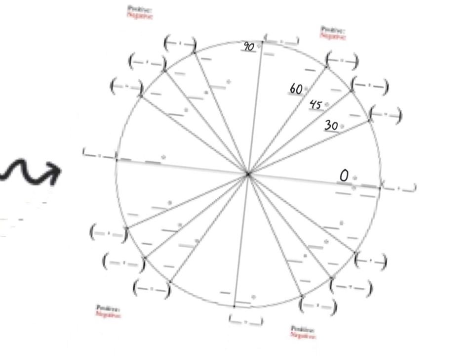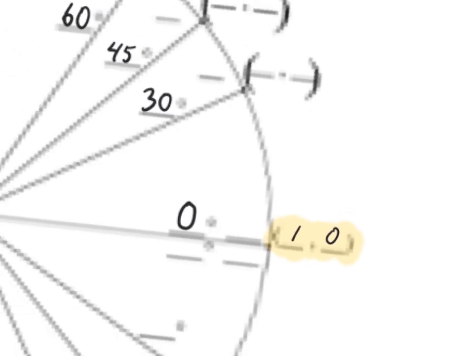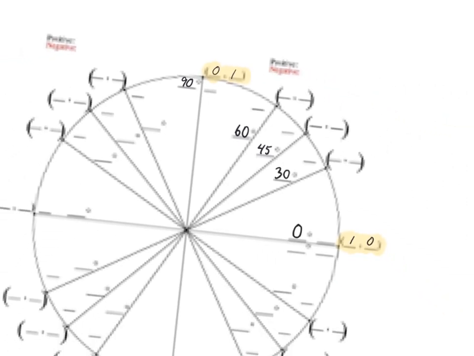Now remember, the unit circle is centered at the origin with a radius of 1. So from the center all the way to the right is my first coordinate, and then from the center to the top is my second coordinate. Those values are very important values. So this one is 1, 0. One unit to the right from the origin is 1, 0. Then this one is 0, 1. That's one unit up from the origin.